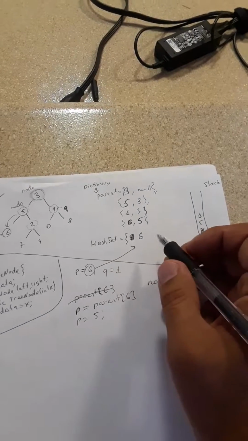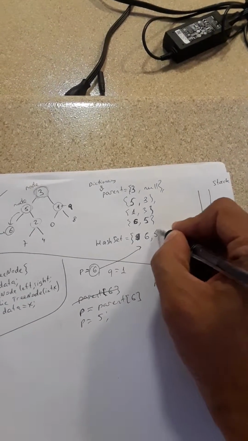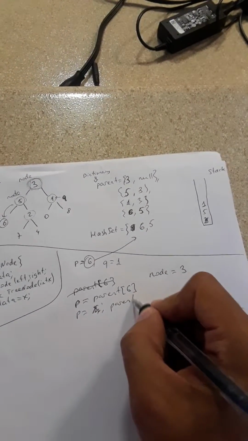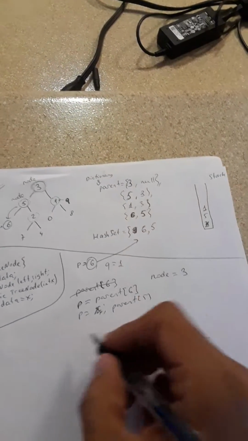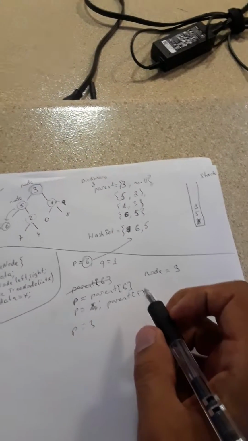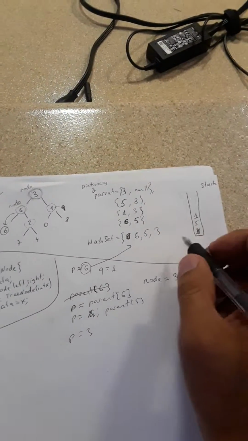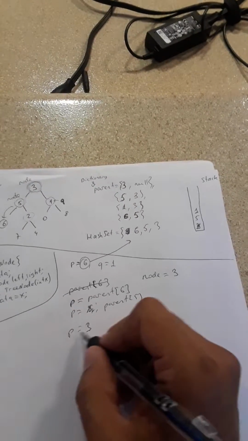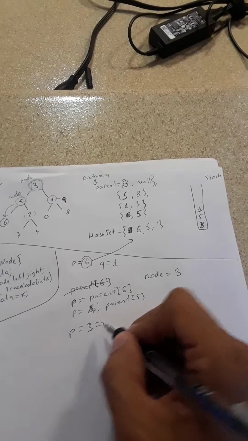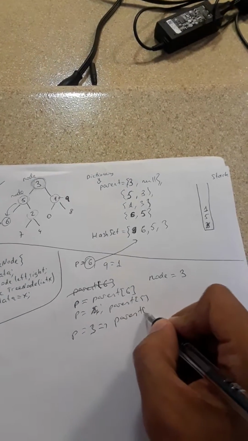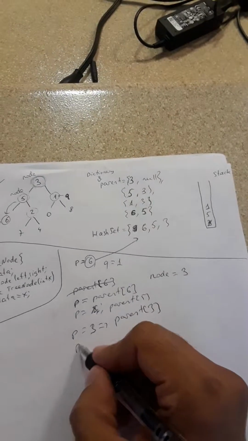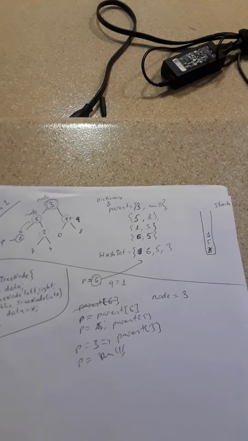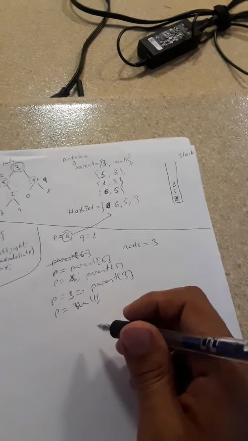Then I will again pass the 5 and will reset my P to parent 5, which is 3, so my P will be 3. Then I will pass a 3 to my hash set, and I will do it until my P is equal to null. Once it is null, I will stop. So parent 3 will make my P value equal to null. At this point I will stop.